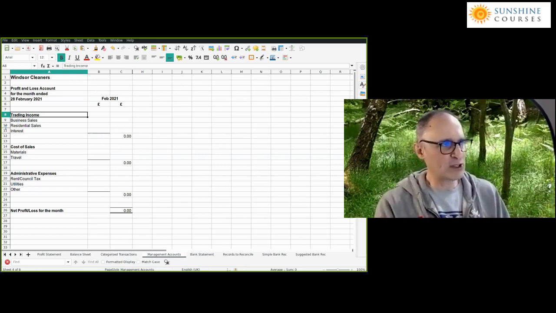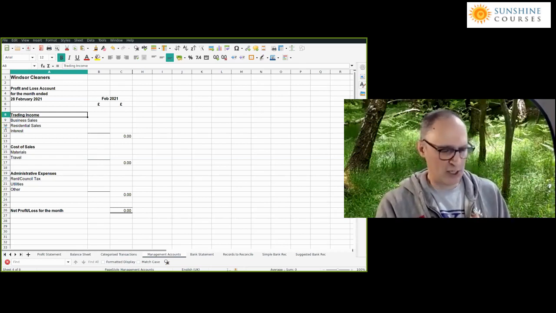The reason I'm doing this on a spreadsheet rather than a computer is it's easier to see this happening on a spreadsheet than in computer accounts. But exactly the same happens in computer accounts. So the trading income, I think, is fairly simple.